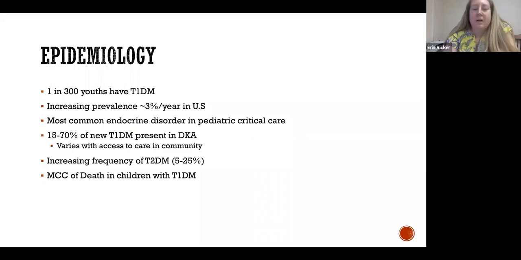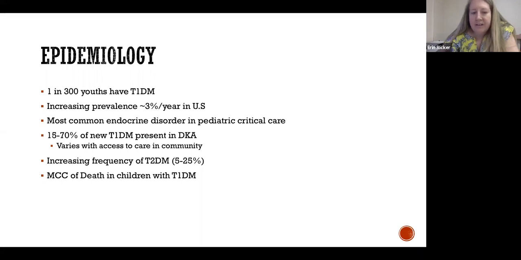Epidemiologically, it tends to occur in about 1 in 300 youths. This can vary depending on where you're living. The thing that we're seeing that's interesting is that our prevalence has been increasing by about 3% per year in the US. Diabetes is the most common endocrine disorder in pediatric critical care. And typically about 15 to 70% of those who have new onset diabetes will present in DKA.